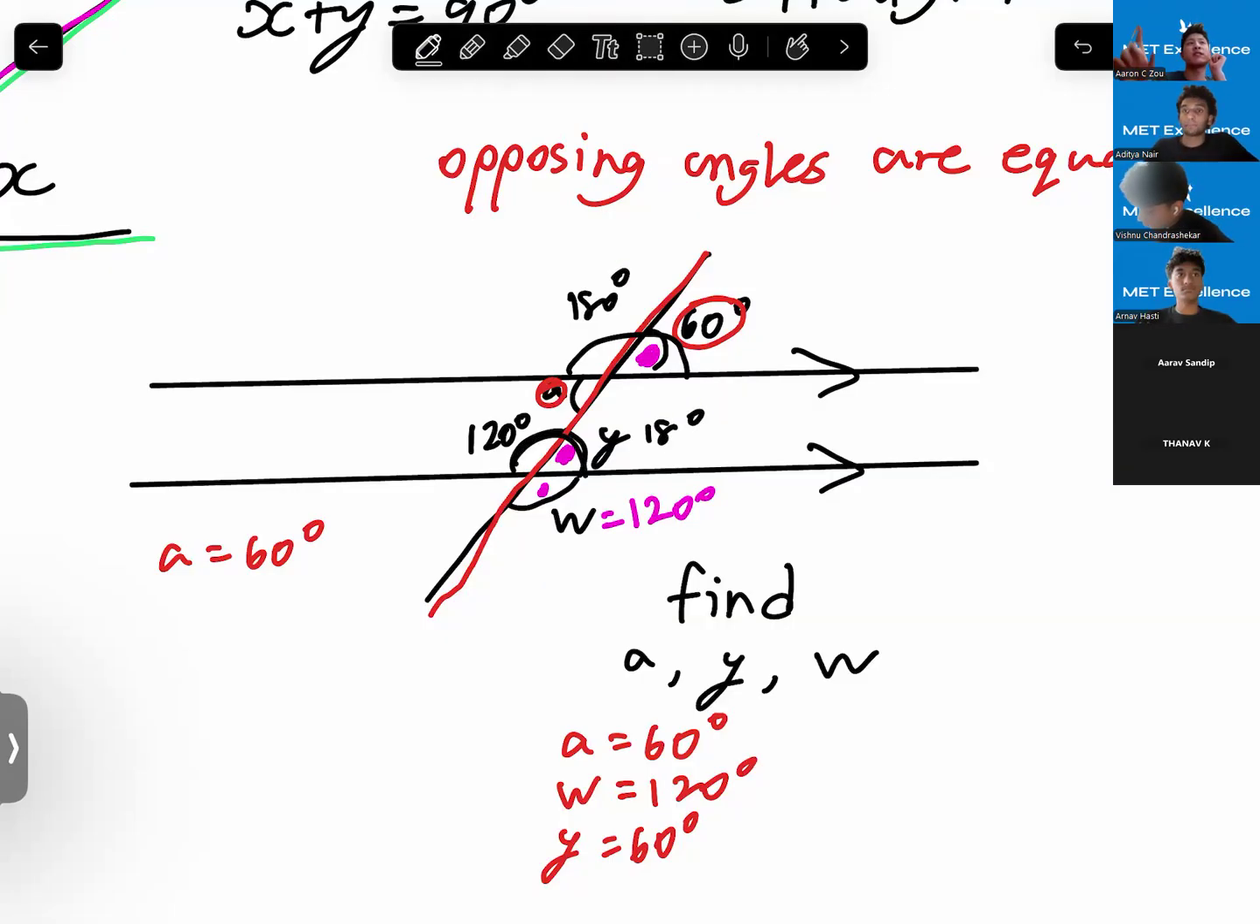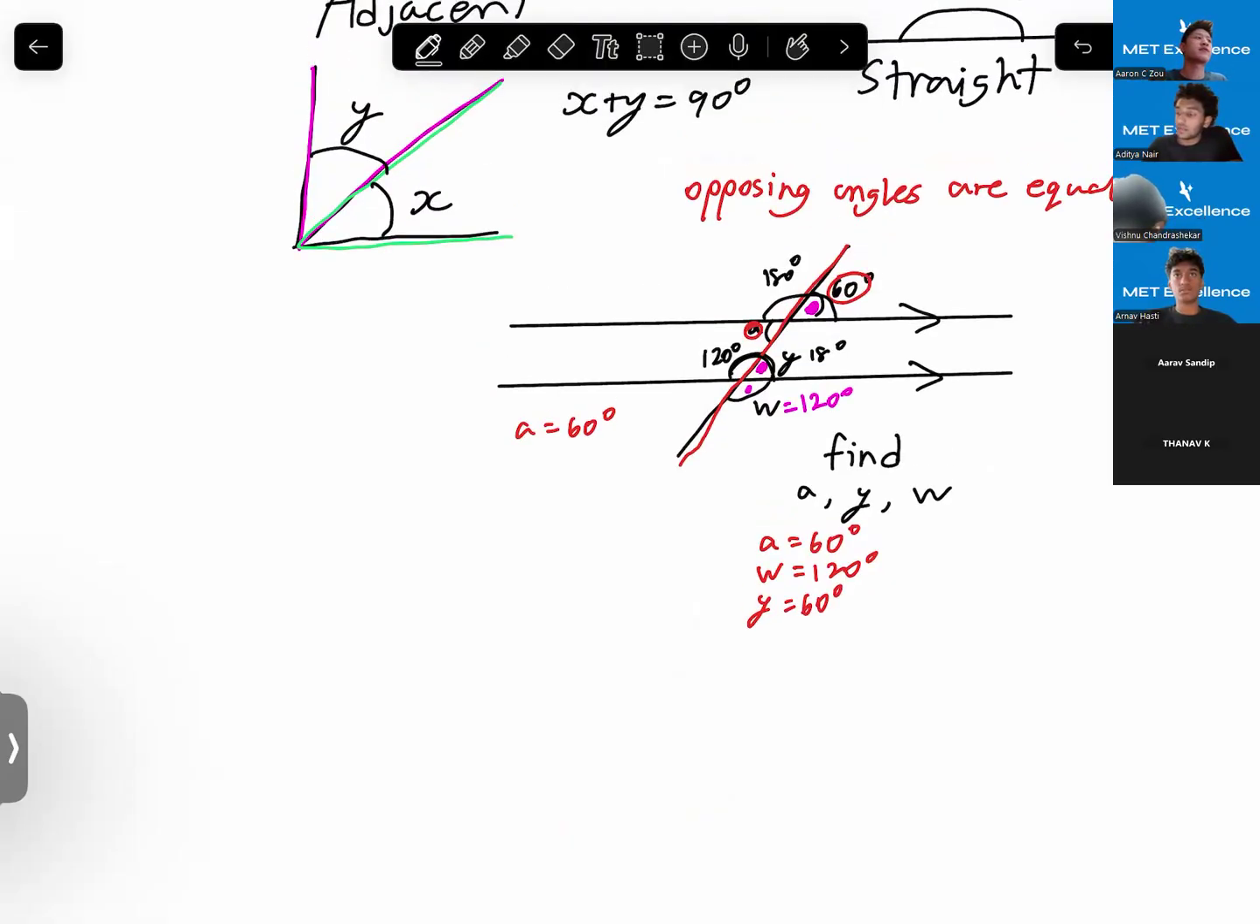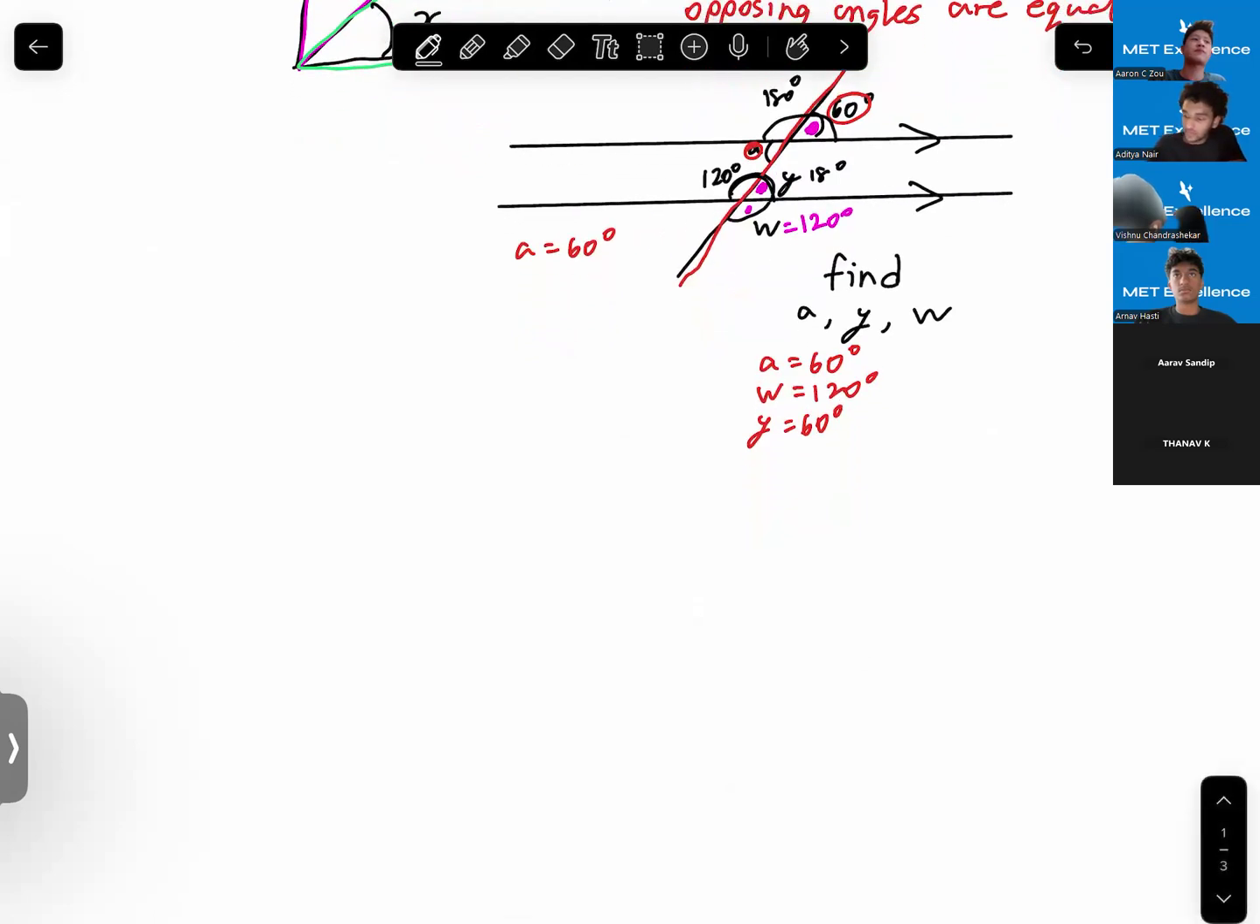Just a quick correction on what I said. When the two angles opposing each other through the lines are equal, those are called vertical angles. Interior angles are supplementary. The two angles inside of the parallel lines are the interior angles. But if the two angles that oppose each other are equal, that's called vertical angles.